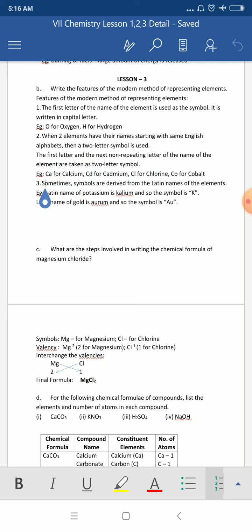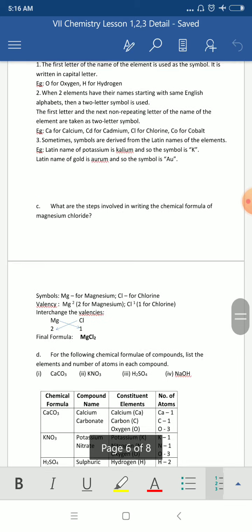Okay, say example, calcium. We are using Ca. Okay, then Cd for cadmium, then Cl for chlorine, then Co for cobalt. Then this is the second situation. Sometimes we will be using the Latin names, the names given in the Latin language. From there we can take the symbol. Okay, the Latin name of potassium is Kalium. So the symbol is K. Similarly, the Latin name of gold is Aurum. So the symbol is Au.